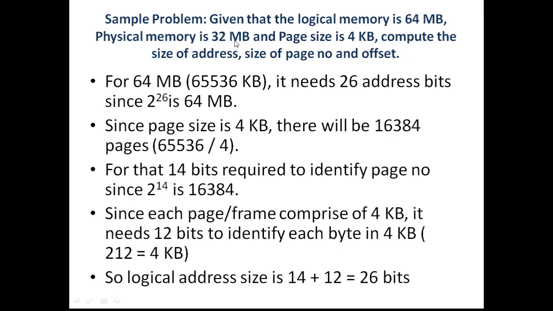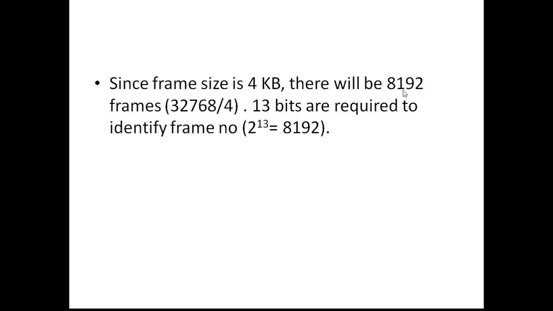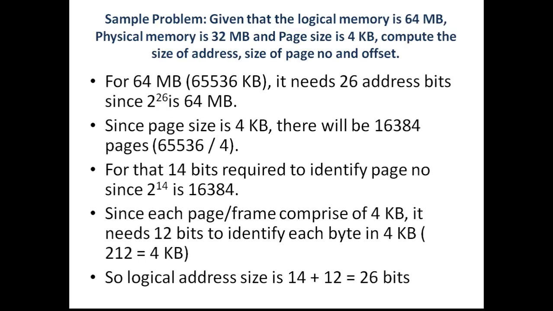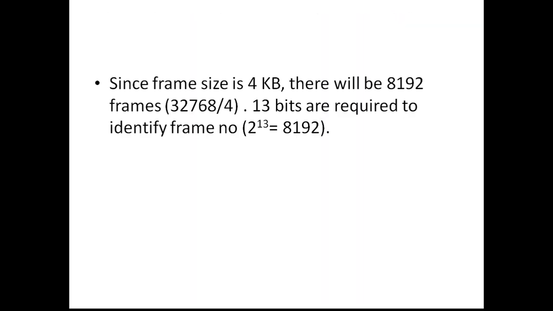Physical memory is 32 MB. So we have to convert this into number of bytes and divide it by the page size, or we can just divide the 32 MB, in kilobytes, by 4, which results in 8192 frames. 32768 is actually the number of KB equivalent to these many MB, that is 32 MB, and dividing it by 4 results in 8192.